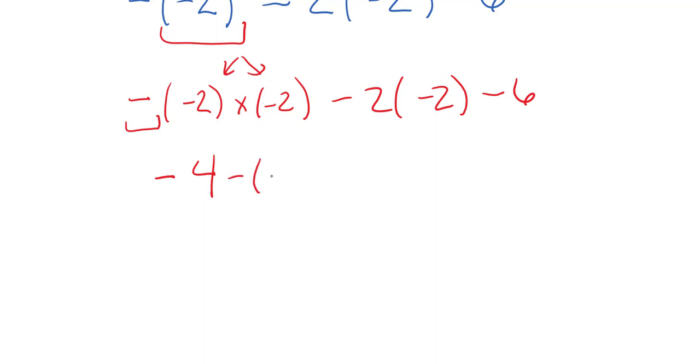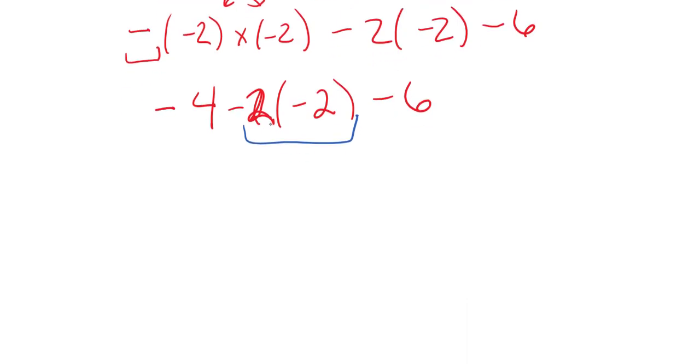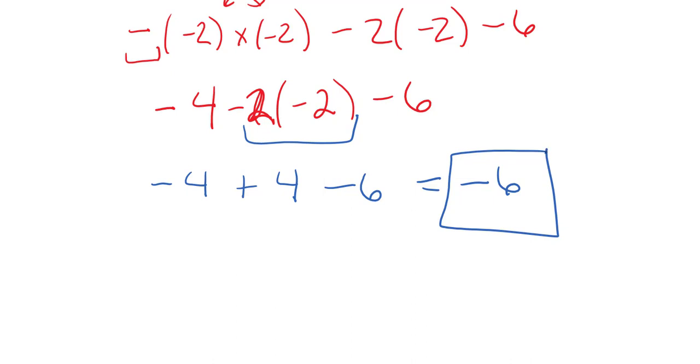Then we have this, and then minus 6. The next thing we'll do is the multiplication and division step. We have this negative 2 times negative 2, so that becomes positive 4. So we have negative 4 plus 4, because a negative times a negative is positive, and then minus 6. In this final step, we just add and subtract. Negative 4 plus 4 becomes 0, and we're left with negative 6. So our answer is negative 6.